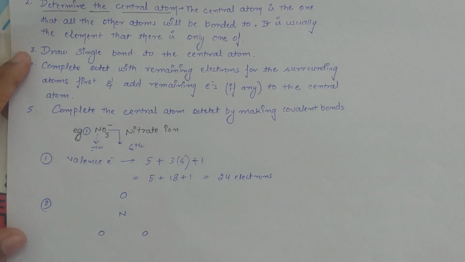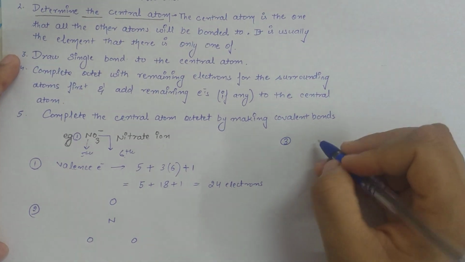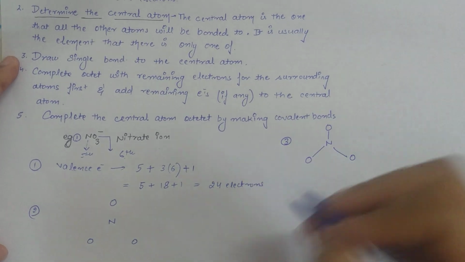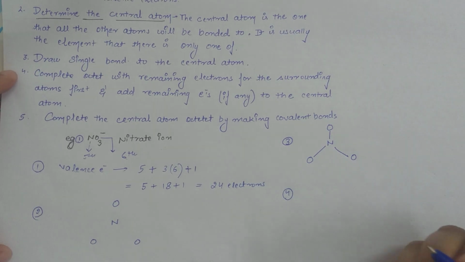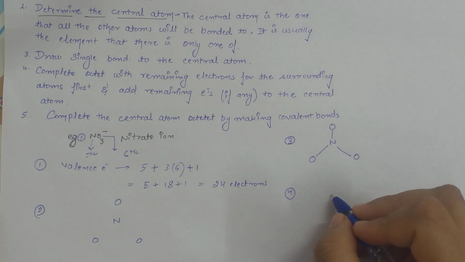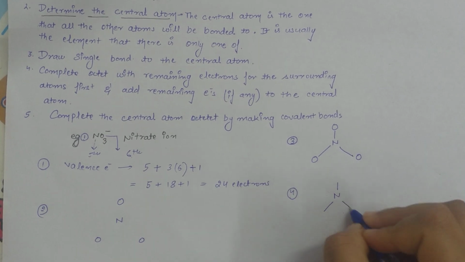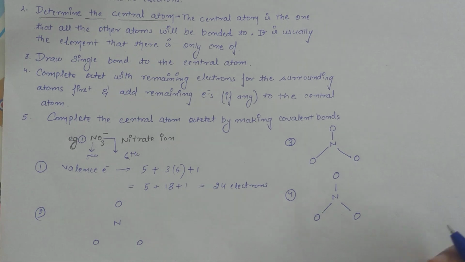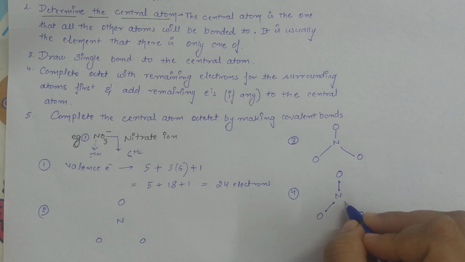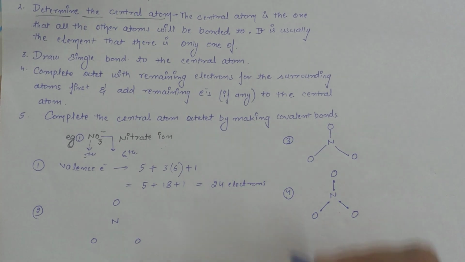After that, the third step says that you have to draw the single bond to the central atom. Now let's come to the fourth step. The fourth step says that you have to complete the octet of the surrounding atoms first. In this case the surrounding atom is oxygen. So what we will do? We will complete the octet. How will you complete the octet? As you are well aware, this single bond has 2 electrons. The single bond is made up of 2 electrons. So how will we complete the octet of the surrounding atoms?